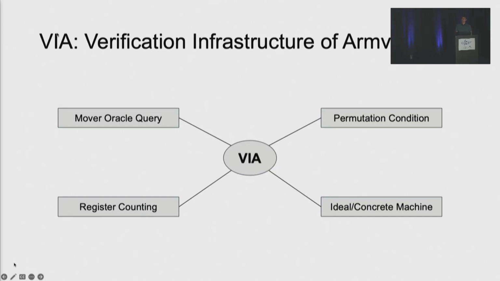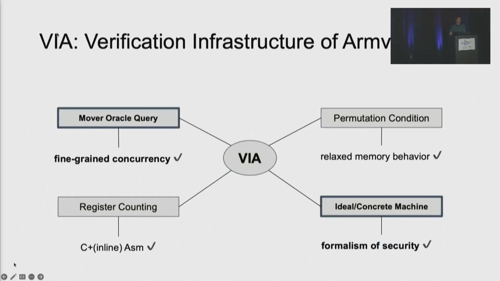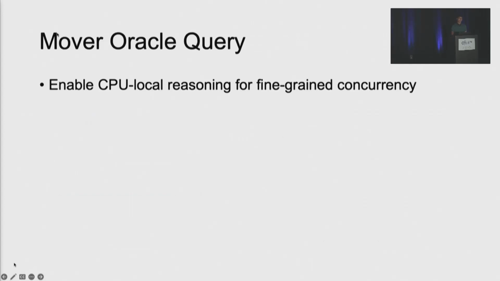We built a new verification framework, VIA, in which we introduce new techniques to overcome all the verification challenges. VIA introduces a mover oracle query to handle fine-grained concurrent data structures and logs. It also introduces a set of permutation conditions to simplify the proofs of relaxed memory behavior. To support a mix of C and assembly code, VIA introduces register counting. Finally, VIA introduces an ideal concrete machine model to define and prove RMM security. Due to time limit, we'll only discuss the mover oracle queries and the security proofs.